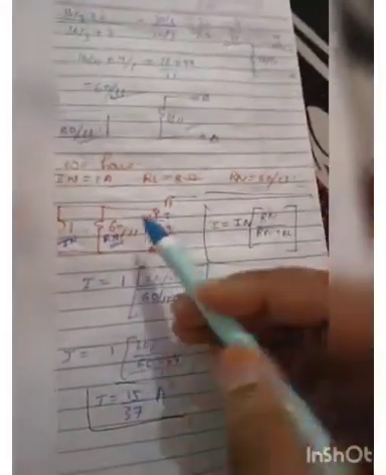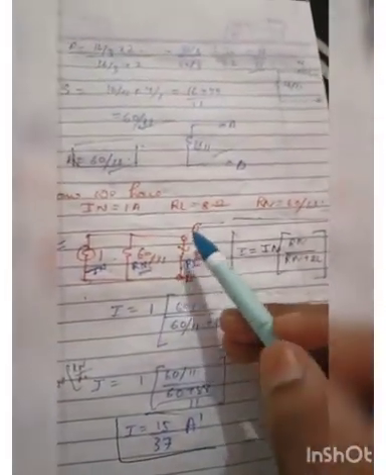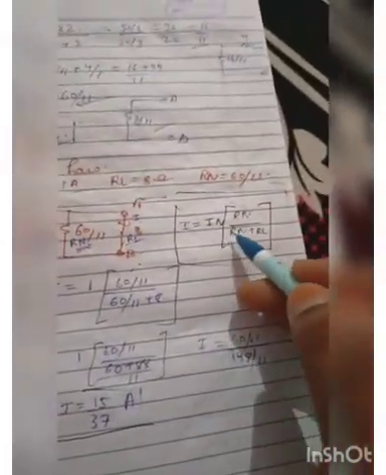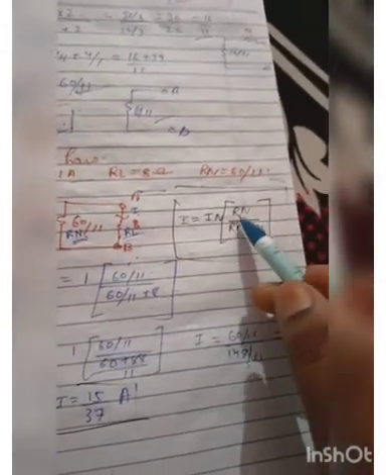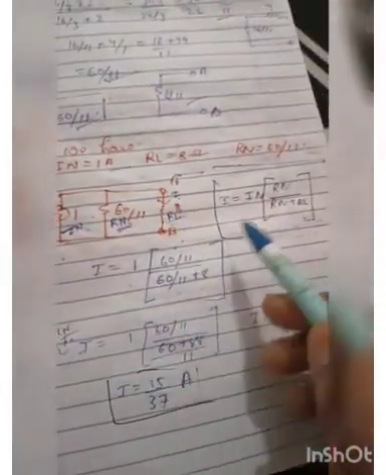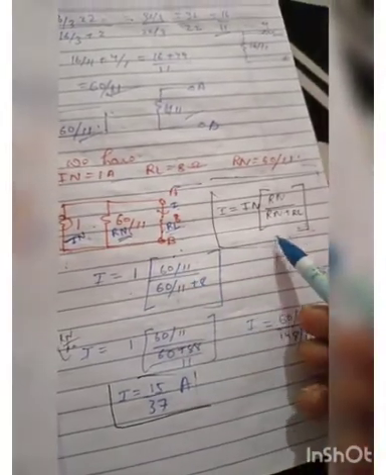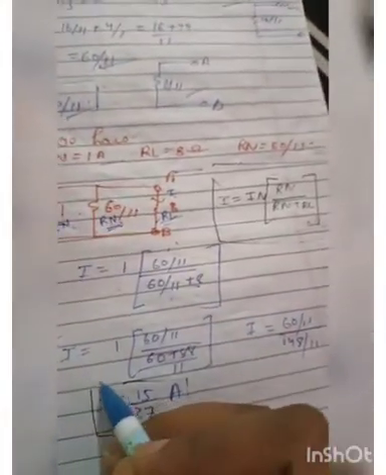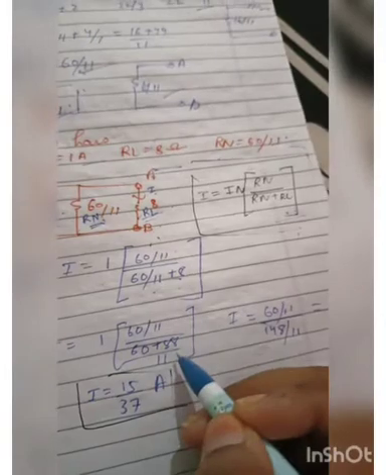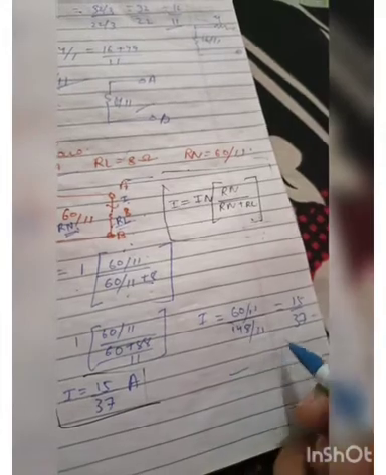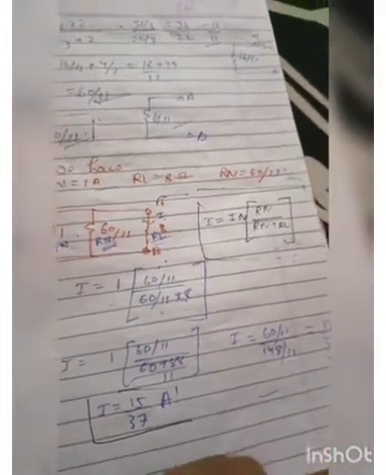Now for finding the current I from direction A to B, we have an equation, that is, I is equal to IN times Rn over Rn plus RL. Now we put the values in the equation: IN is equal to 1, Rn is equal to 60 by 11, and RL is equal to 8. Now we solve it. I is equal to 1 times 60 by 11 over 60 plus 88 by 11. We get 60 by 11 over 148 by 11, which is equal to 15 by 37 as our I.